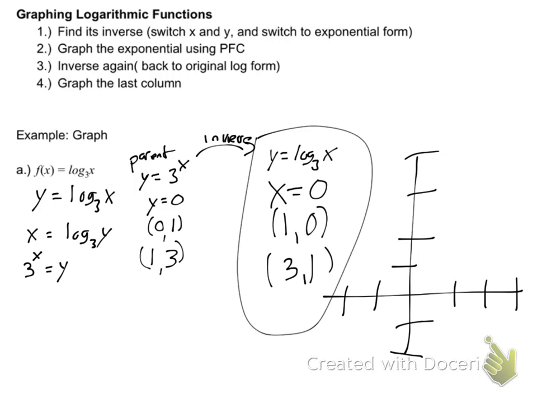Okay, so x equals 0. Vertical line at 0, so that means it can't cross. It means it's going to be on one side or the other. 0, 1, or 1, 0, sorry. There, and 3, 1. There's your log graph. Now, I'm going to change my colors, and I'll graph its inverse. What should be true about the inverse?